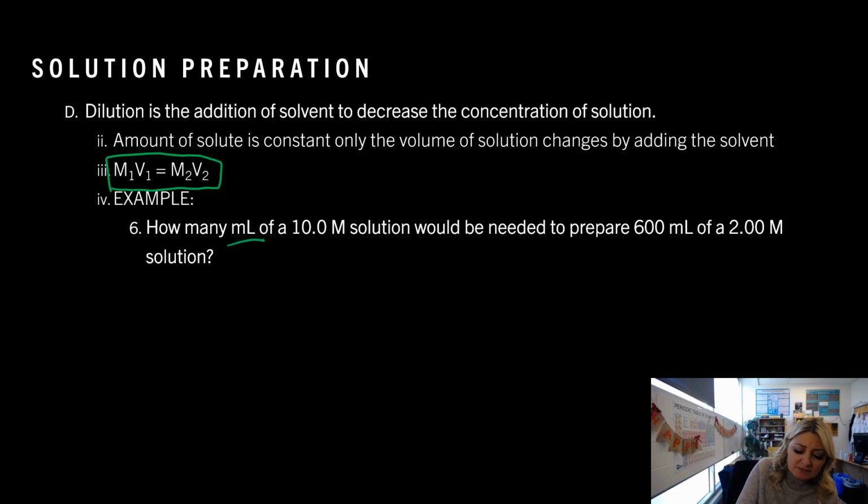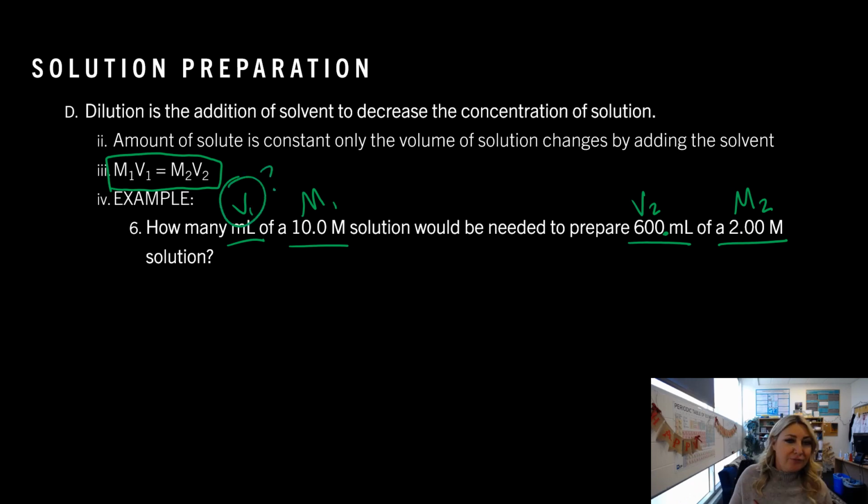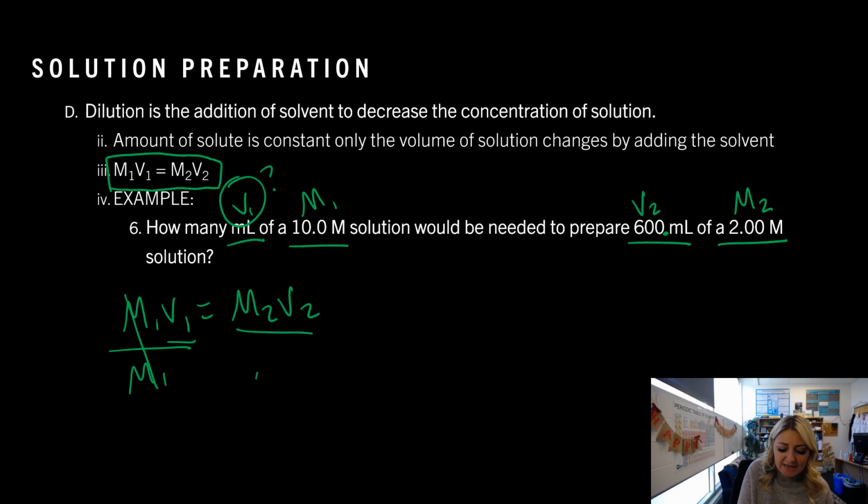How many milliliters of a 10 molar solution, that's our M1, would be needed to prepare 600 milliliters, V2, of a 2.00 molar solution? So it looks like this is V1 that we're looking for. So let's set up our equation. M1 V1 is equal to M2 V2. We are solving for V1, so I'm going to divide both sides by M1.